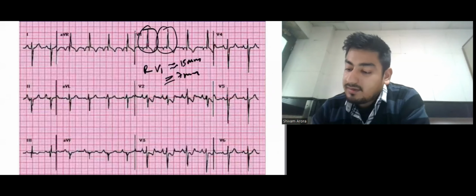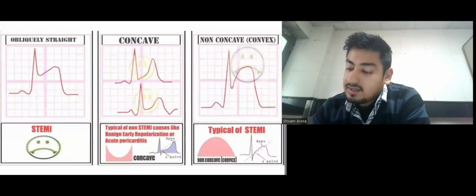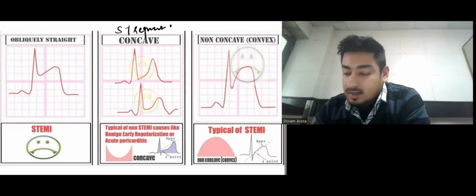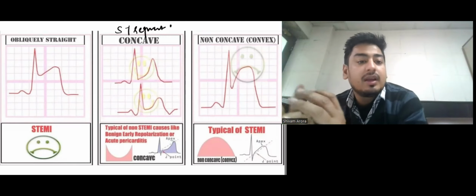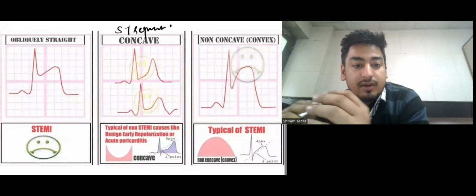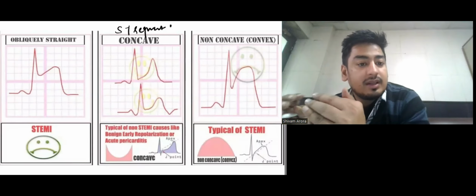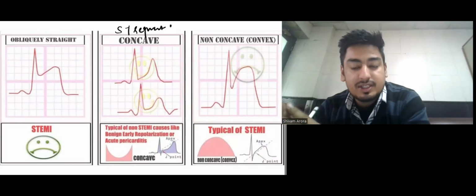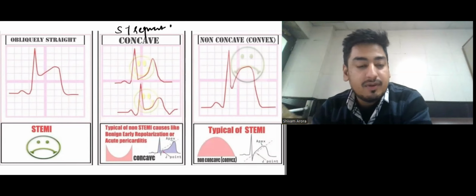After QRS, we have the ST segment. Okay. So in the ST segment, we'll look for elevations or depressions. Now, ST segment elevation can be seen in a lot of conditions, but for us the important things are STEMI and pericarditis. Why? Because both of these will have chest pain, although the character of the chest pain will be different.